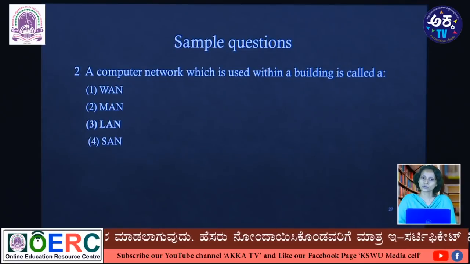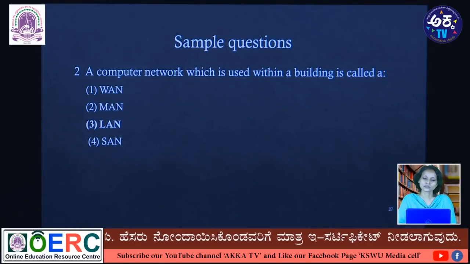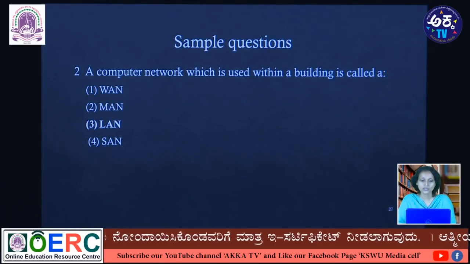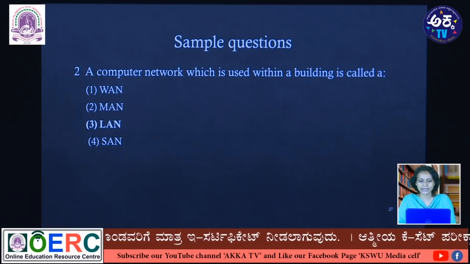Wide area network we know it is used for internet. That means throughout the globe networks are connected. So naturally this is not the correct answer. The second option is MAN, which stands for Metropolitan Area Network.